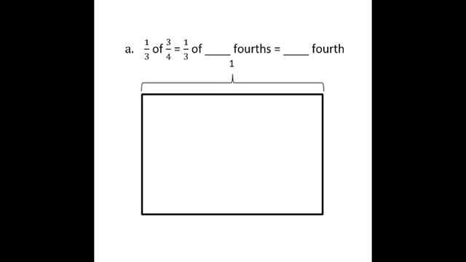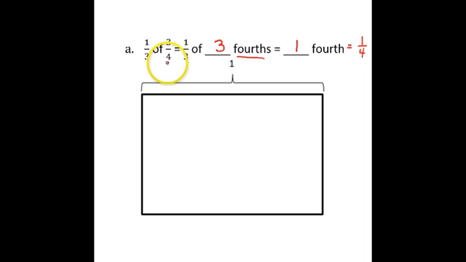Now here's an example, and we'll draw in the picture ourselves. So we have 1/3 of 3/4. Well, in word form, that means I'm going to take 1/3 of 3 pieces, and those pieces are fourths. Well, if I take one of those, that means I have one piece, which is a fourth. So that equals 1/4. Now let's see how that looks with our pictures.